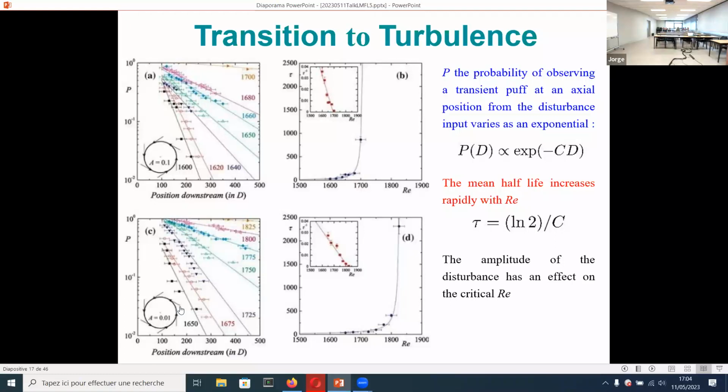And I'm plotting the probability of seeing a puff as a function of the distance from the position where I enter the disturbance. And so the probability of seeing a puff, for example, for 1,620, 200 diameters from the inlet of the disturbance is only 10%. And of course, as I increase the Reynolds number, the probability of the disturbance to die, to become laminar again, is reduced.